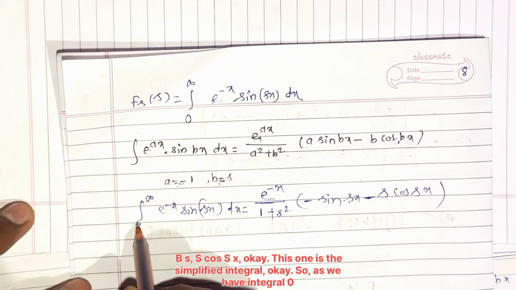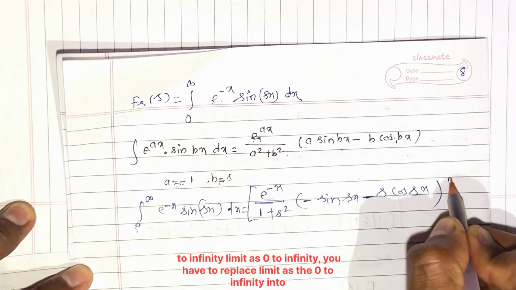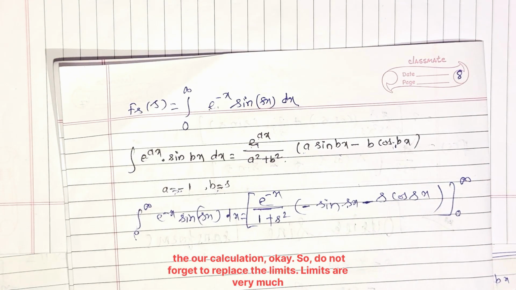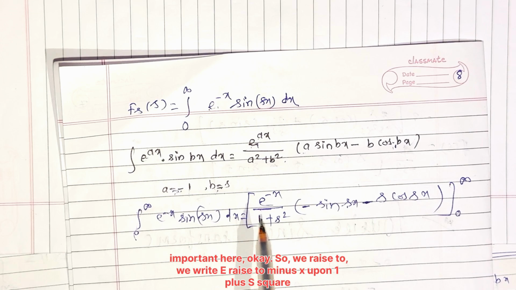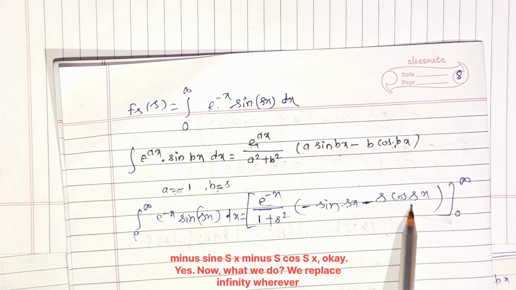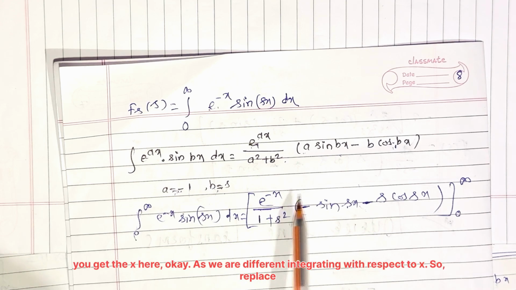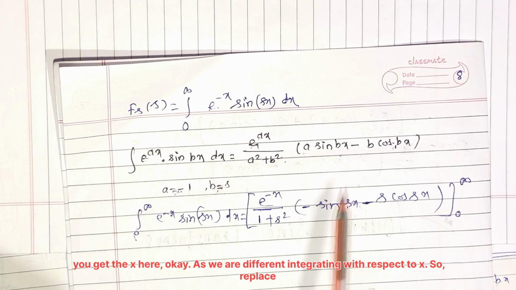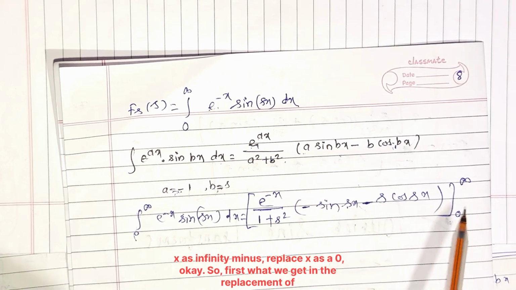As we have the integral from 0 to infinity, you have to replace the limits in the calculation. Don't forget to replace the limits; limits are very important here. So we write e raised to minus x upon 1 plus 1 square, times minus sine x minus cos x. Now we replace x with infinity, minus replace x with 0, as we are integrating with respect to x.